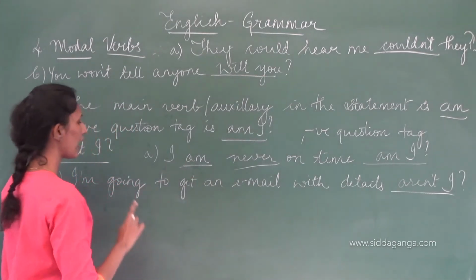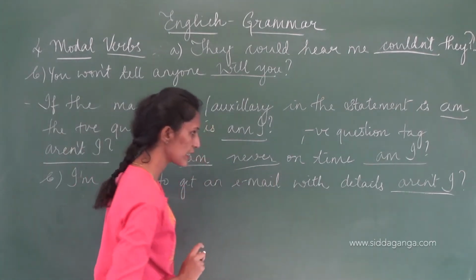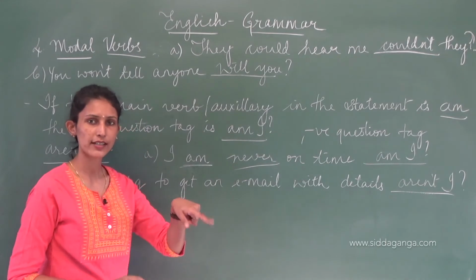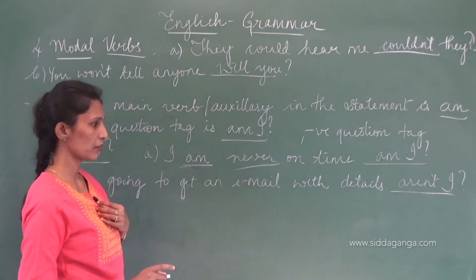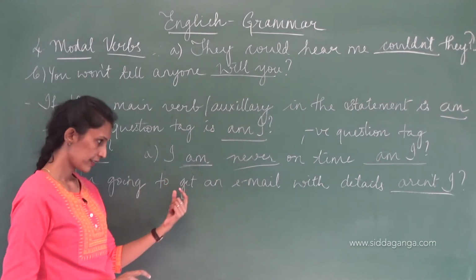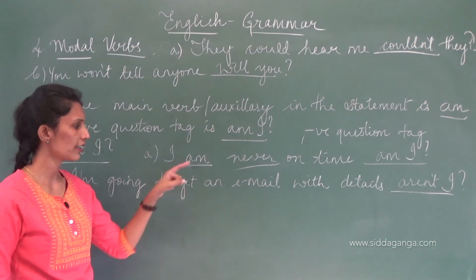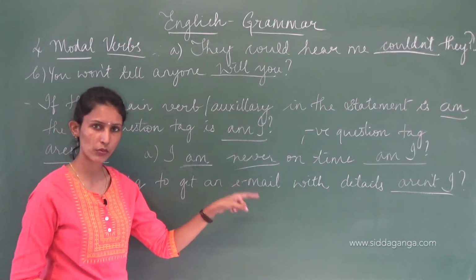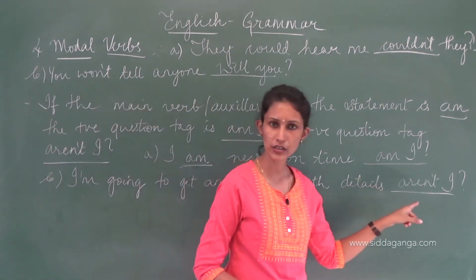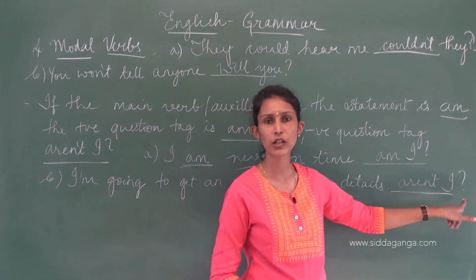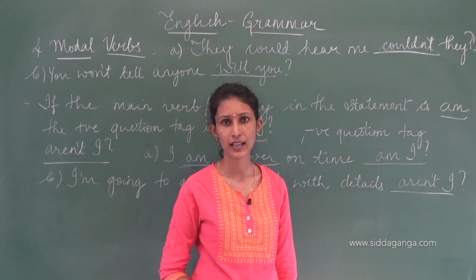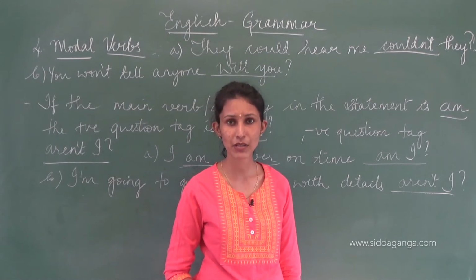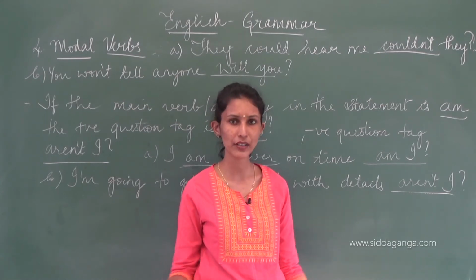Okay, the second one is, I'm going to get an email with details. I am going to receive an email with details. There is surety here, isn't it, that he or she is going to get an email with details. So because of the positive statement, you're using a negative question tag, that is, aren't I? Aren't I going to get an email with details? I am. I'm going to get.